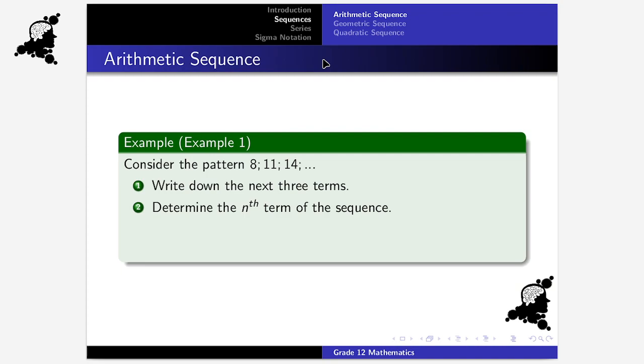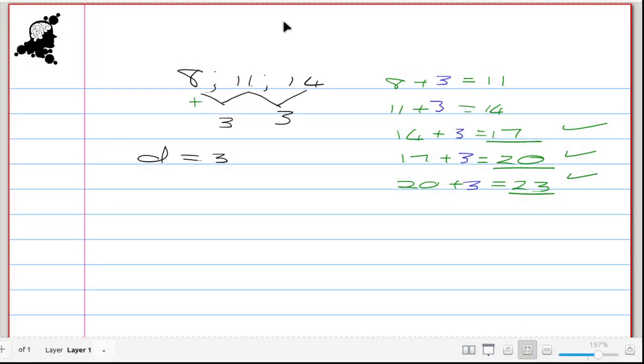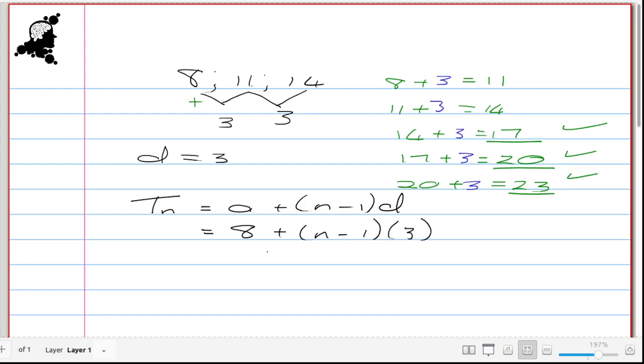The next question says determine the nth term of the sequence. So we need to find the general term of the sequence. We know that this is a linear sequence or an arithmetic sequence because we have a common difference. Now I need to say Tn is equal to a plus (n minus 1) multiplied by d. So a is our first term, which is 8, plus (n minus 1) multiplied by my common difference, which is 3. What I like to do is take the common difference and put it before the bracket so that it makes it easier for me to multiply out.